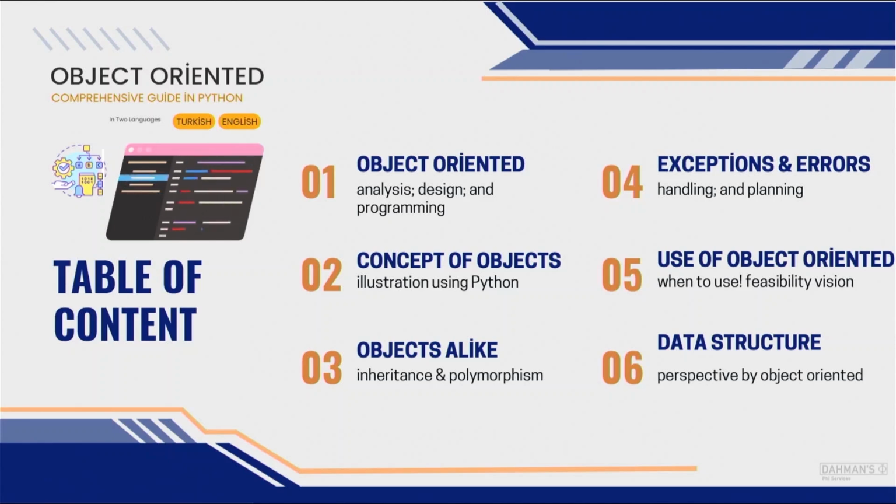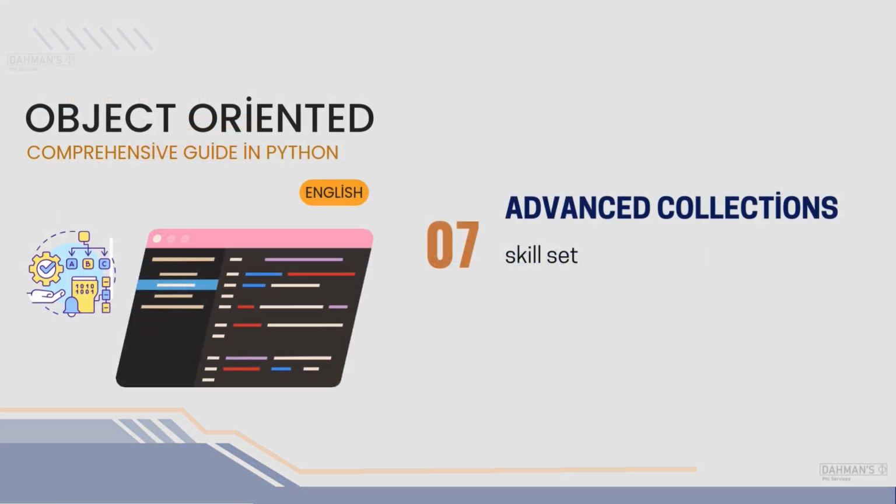And then in section number 6, we'll be talking about the data structure and as a perspective from object-oriented programming. In section number 7, a number of skill set subjects in PDF format to illustrate some advanced topics in object-oriented programming with Python.